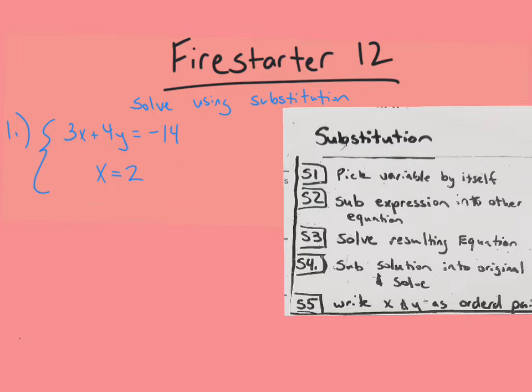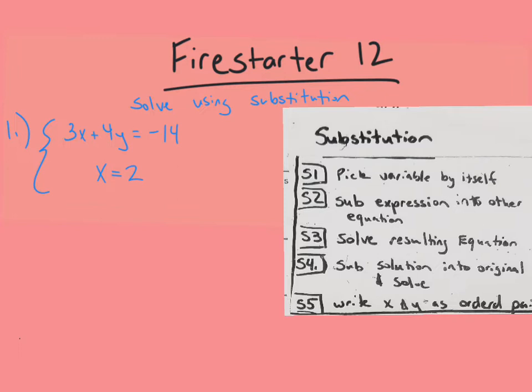So substitution, I put the steps over here. Step 1, I want to pick a variable to get by itself. I look at the variables. Look, x is already by itself, so step 1's already done for me. And I'm going to sub the expression into the other equation.